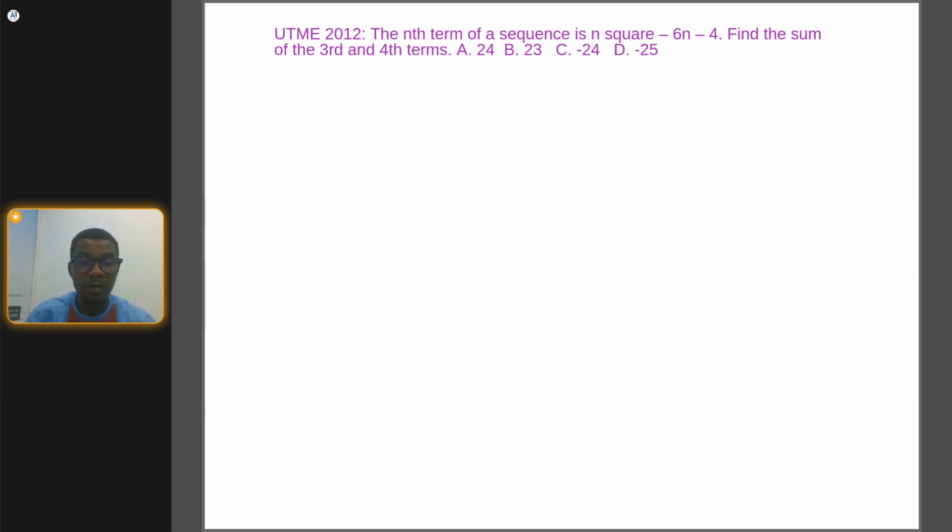We are solving UTME question 2012. The nth term of a sequence is n squared minus 6n minus 4. The nth term is given as this expression, n squared minus 6n minus 4. Find the sum of the third and the fourth term.